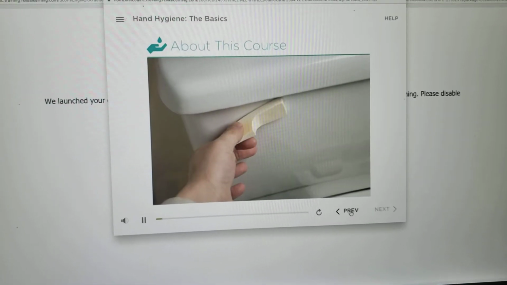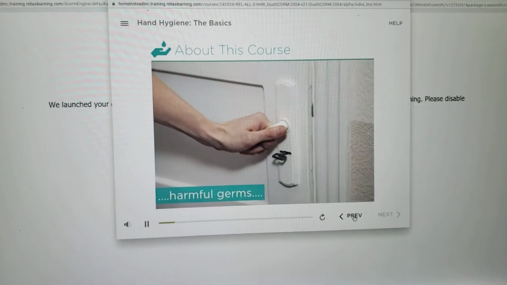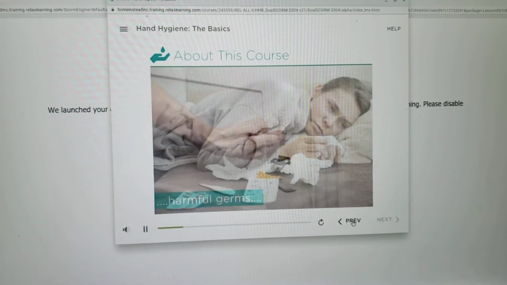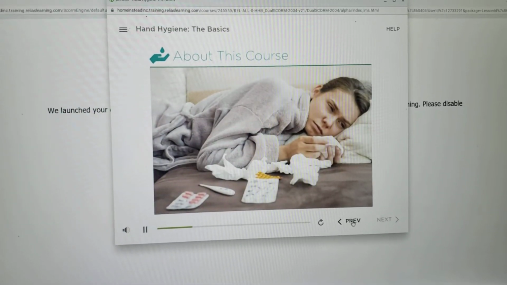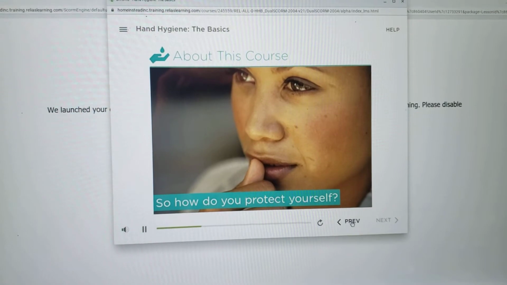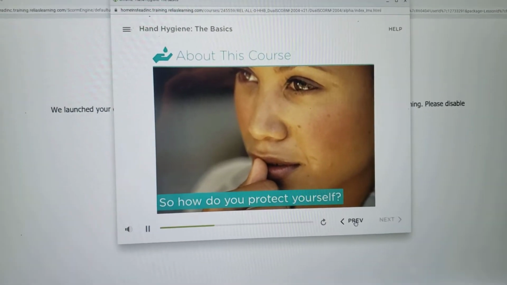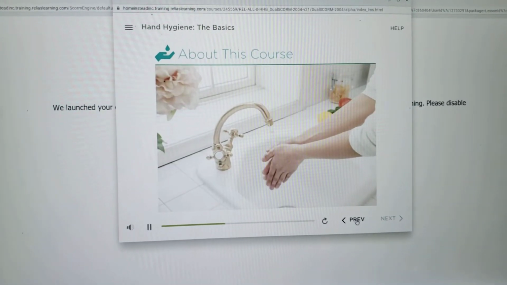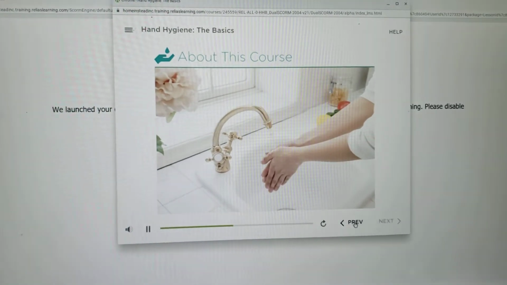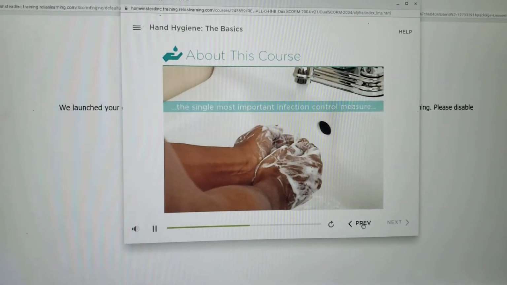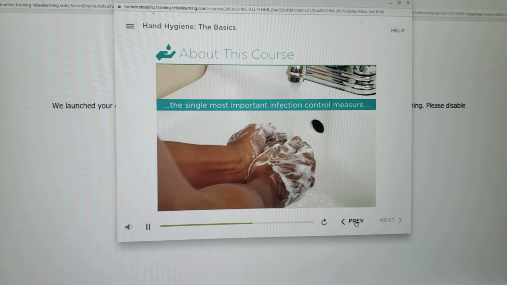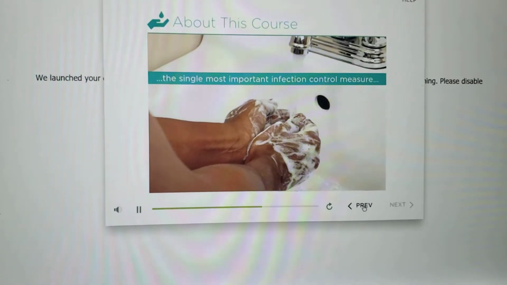Every day you encounter a number of harmful germs capable of making you and others in your environment sick. So how do you protect yourself and others from these harmful germs? By following proper infection control practices. Hand hygiene is the single most important infection control measure to prevent the spread of germs.